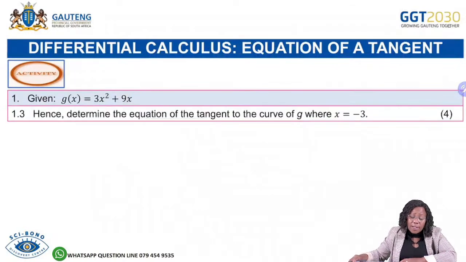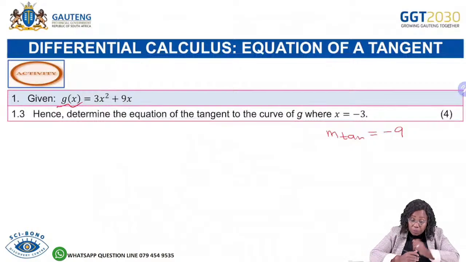Moving forward, hence determine the equation of the tangent to the curve of g where x is equal to -3. Remember, we have already calculated the gradient of g at x, and we ended up with -9 as our gradient from the previous question. Now they say determine the equation of that particular tangent.